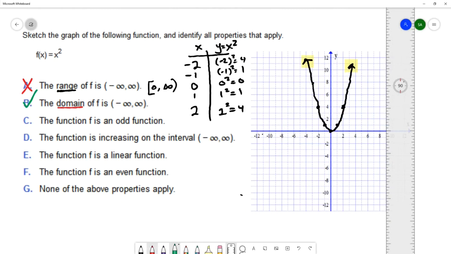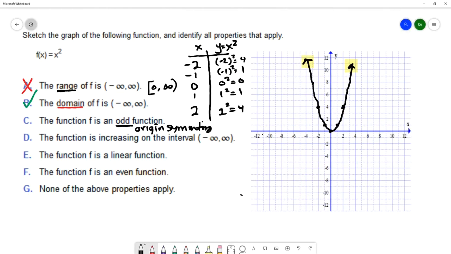The next property says that our function is an odd function. Now, for a function to be odd, it needs to have origin symmetry. So I can look at this graph, and origin symmetry is when you have a mirror image over the origin, which is (0, 0). So when you have origin symmetry, you should have opposite quadrants. Now let me highlight some opposite quadrants.